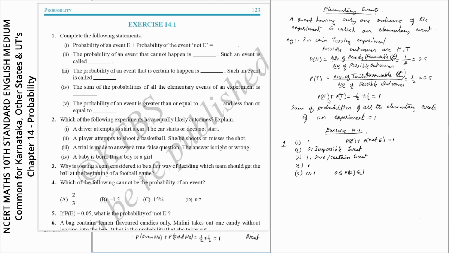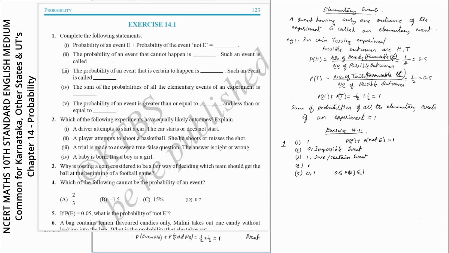When we add the probabilities of these two, we get 1. And in any experiment, the sum of the probabilities of all the elementary events is equal to 1. So in the coin tossing experiment also, when we add the probability of getting head and the probability of getting tail, we get 1.